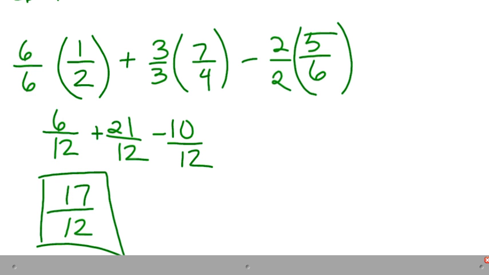Again, at this point, you want to say, is this my most simplified format? Do 17 and 12 have any common factors we can divide out? In this case, they do not, so it would be my simplified form.